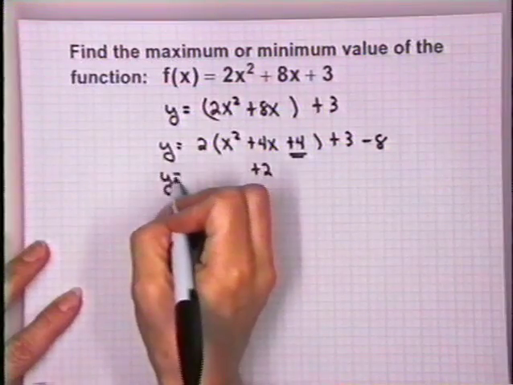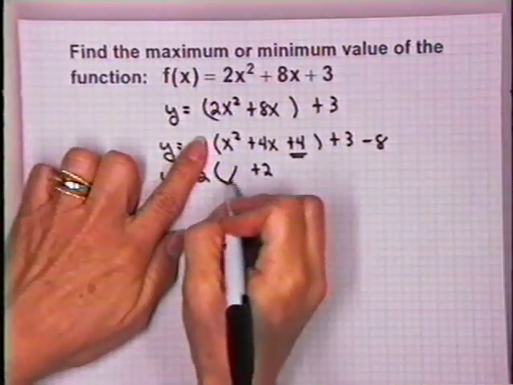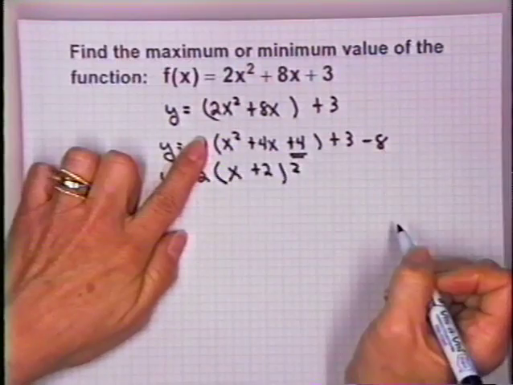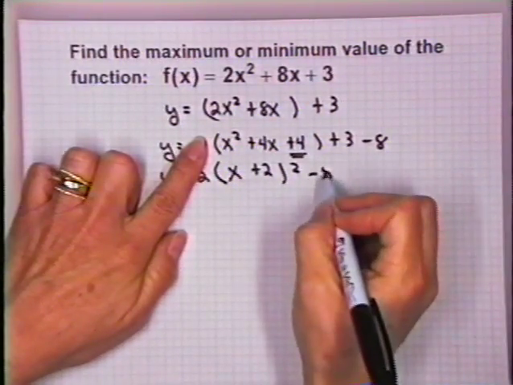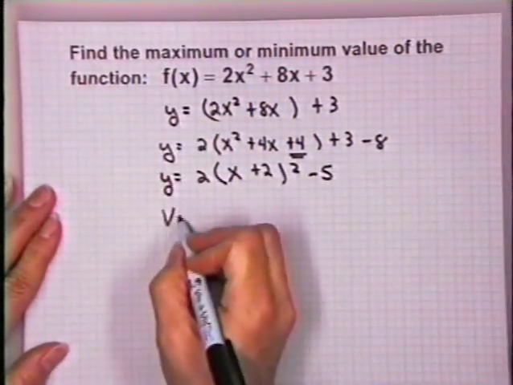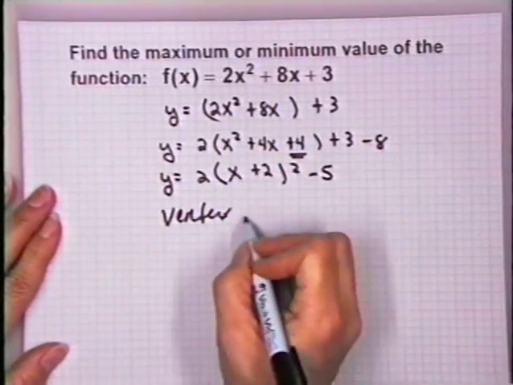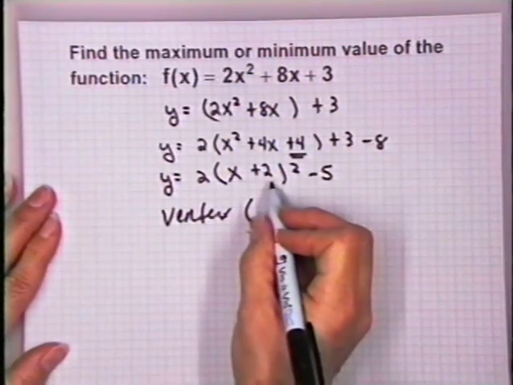Bring down your y, bring down your 2. This should factor into x plus 2 quantity squared. 3 minus 8 is a negative 5. Now let's talk about our vertex here. X minus h, what's h?